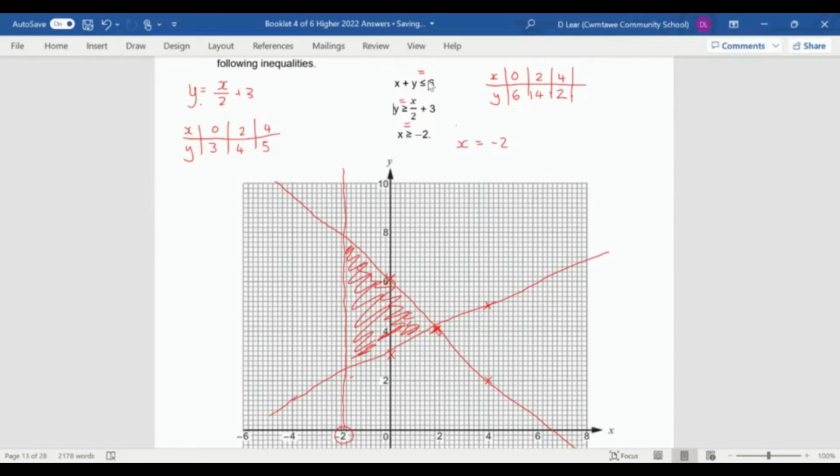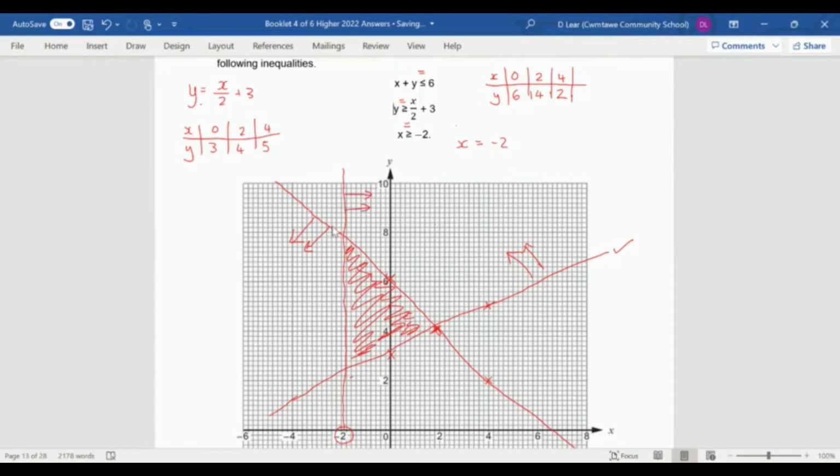We drew x plus y equals 6, but actually the inequality was less than or equal to 6. In other words, I'm looking for the region below that line, which is this side. This was this line here, but y is greater than or equal to this, so I'm looking for the region above that line. And the final one, x is greater than minus 2, so I'm looking for anything where x is bigger than minus 2, which is this side of that line, in the x direction.